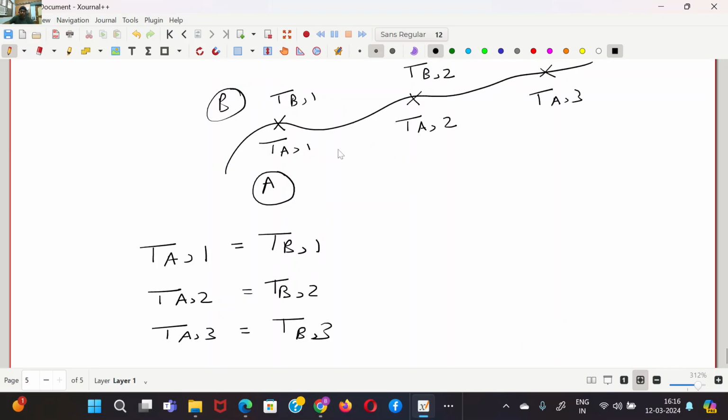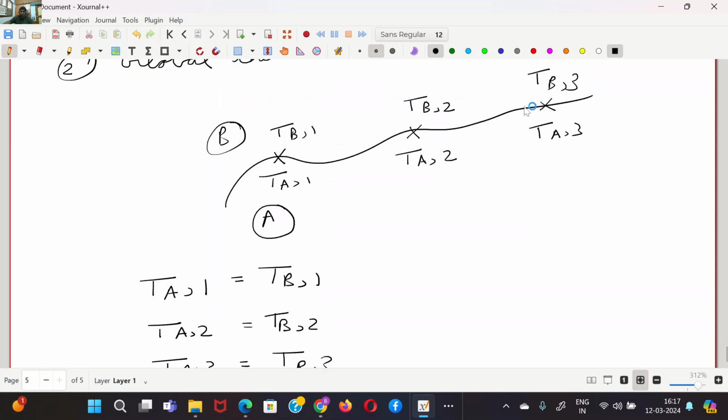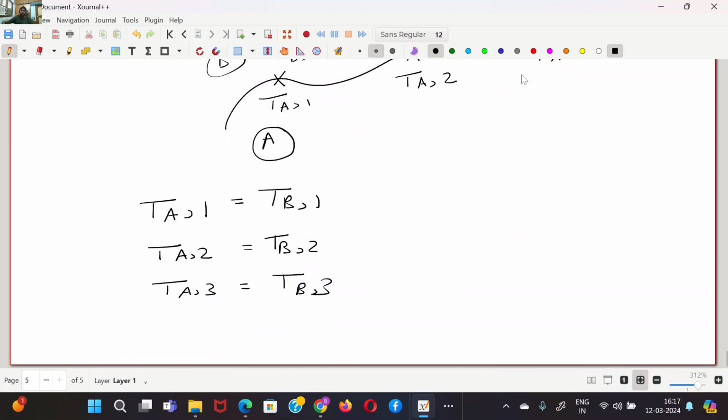I'm not saying that TA1 is equal to TA2. They may not be the same. Likewise, TA1 may not be equal to TB2. I'm just saying that TA1 is equal to TB1, TA2 is equal to TB2, and TA3 is equal to TB3. That's all I'm saying. It's not necessary that TA1, TA2, TA3 are the same.